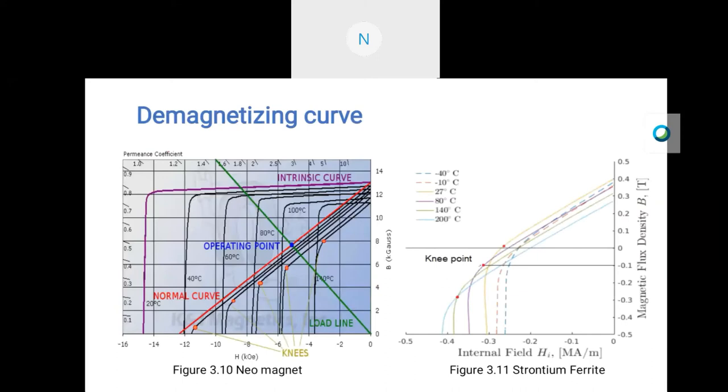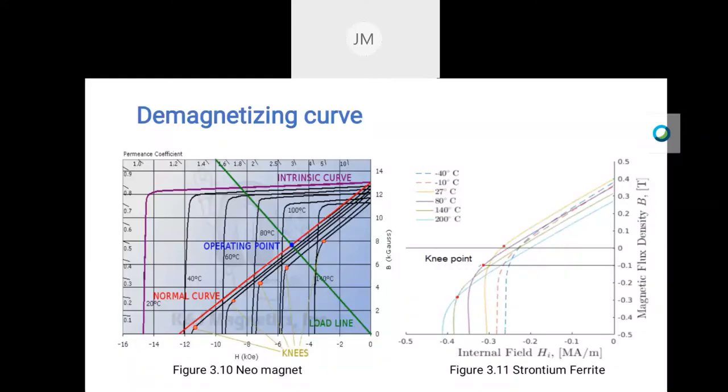So here, on the right, you can see the strontium ferrite demagnetizing curve. Here you can see there are some dots, knee points at different temperatures. At 27 degrees centigrade, the knee point is around 0 tesla. But when the temperature rises to 80 degrees, its knee point is going downward, in the negative, like minus 0.3 tesla, minus 0.2 tesla.